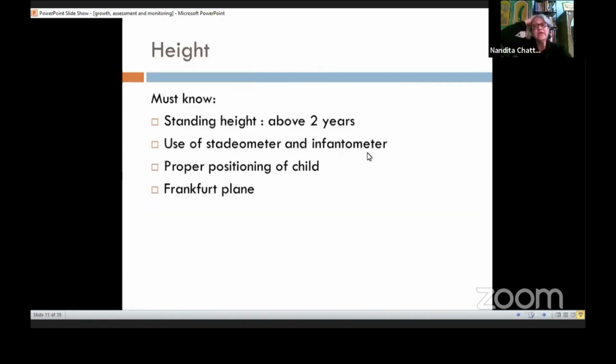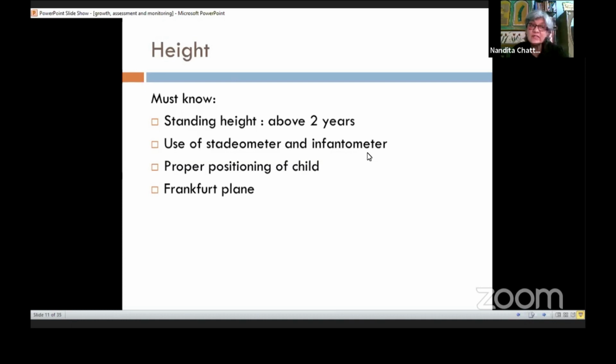Then we go on to height. Again, a few things that we must remember regarding height. Height means a standing height, and standing height is taken after the age of 2 years. Even though a 1-year-old or a 1.5-year-old child can stand, we will not take the standing height because that standing height will be less than the actual length of the child. Because habitually small babies stoop a little bit.